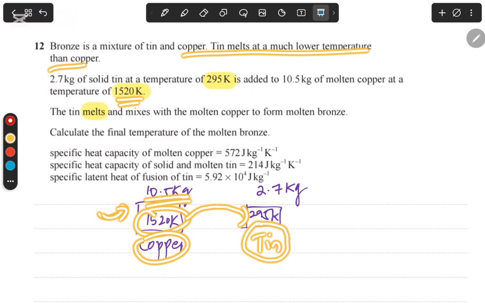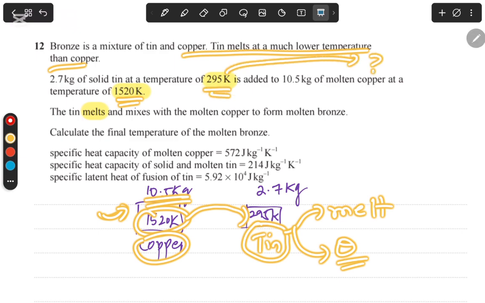And tin will take that energy and it will melt, and then the rest of the energy that will be there will be used to change the temperature of tin. And we have to find that final temperature. So it's going to melt first, and then it's going to go from 295 Kelvin to some temperature after absorbing the energy from the copper. And we have to find that temperature.